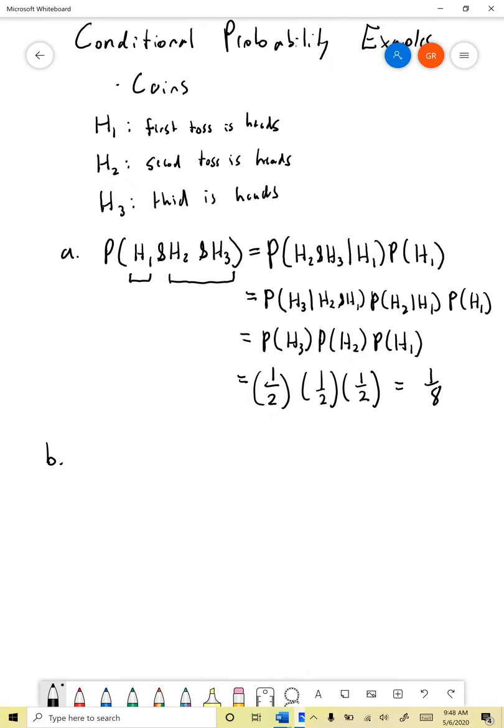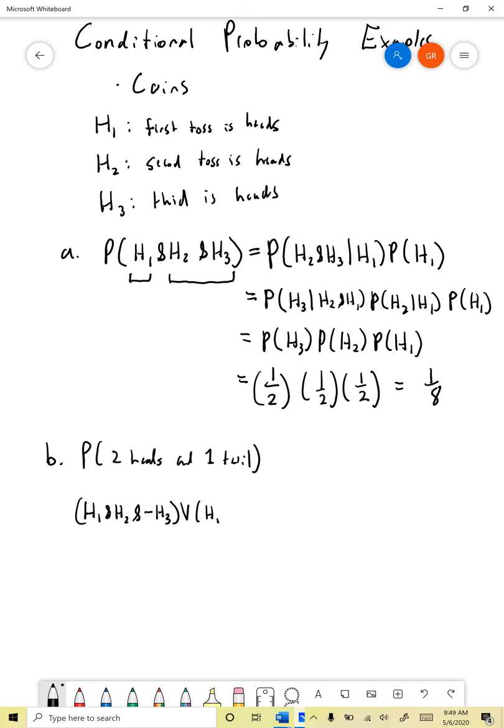Next question is, what's the probability that we'd get 2 heads and 1 tails? So let's think about how we'd write that in our language. What would it mean for there to be 2 heads and 1 tails? Well, there are really 3 ways that could happen. We could get H1 and H2 and not H3, so it goes tails on the third toss.